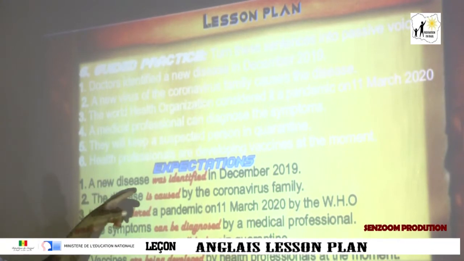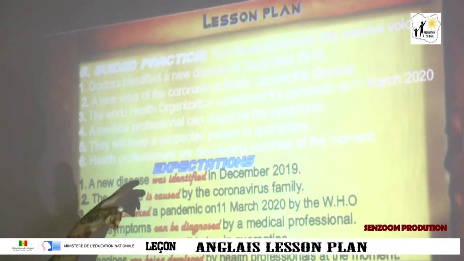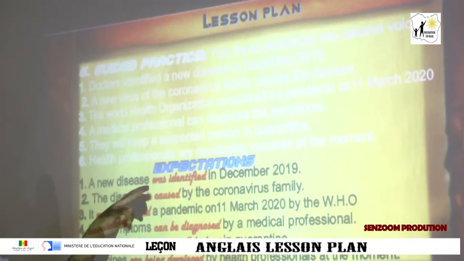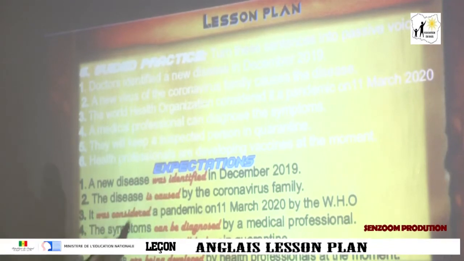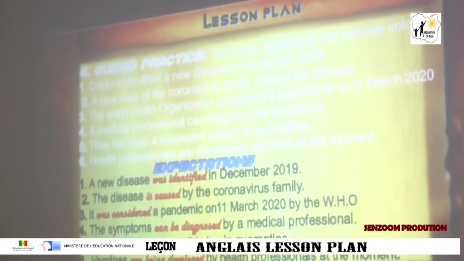Here we have a passive voice sentence in the simple past. You have the verb to be changed. The verb to be is conjugated in the simple past, but the past participle never changes. We maintain the past participle of the active verb here. Second, number 2, the disease is caused by the coronavirus family. Here, the sentence is in the passive voice, simple present.